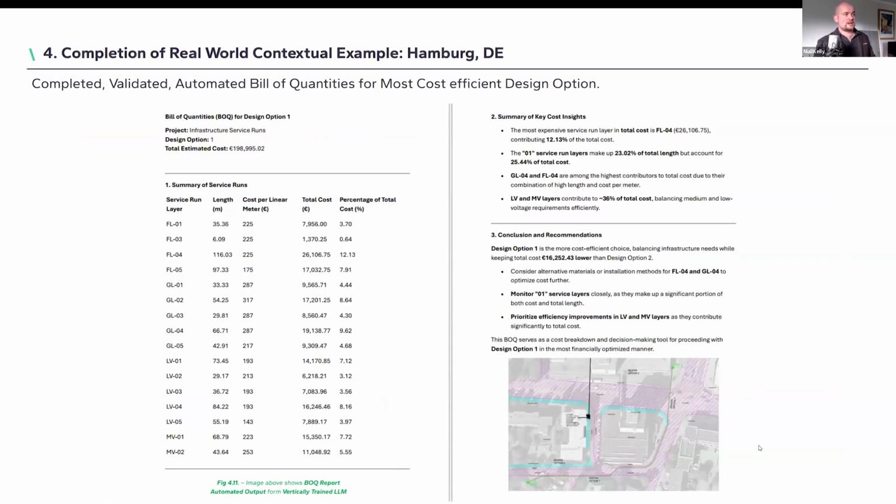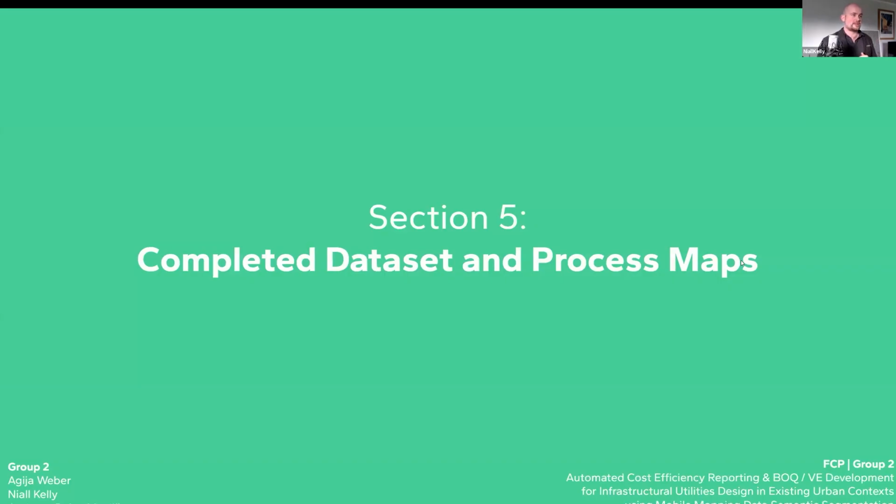Finally, in terms of production of deliverables, the vertically trained LLM was able to deliver us a total cost, the full line item breakdown and percentage of each service run nominated, summary key cost insights, conclusions, recommendations, and also isolated the service line 1 as a snap.